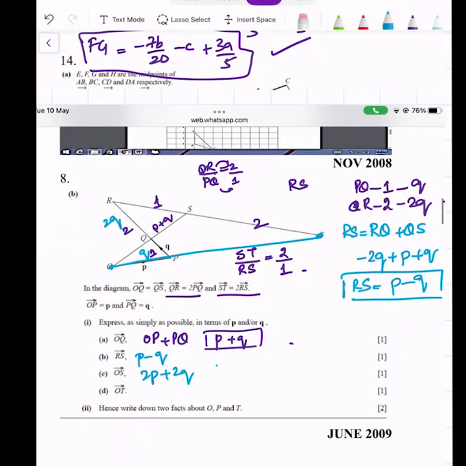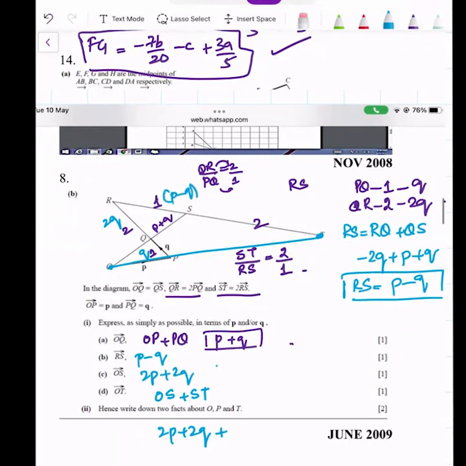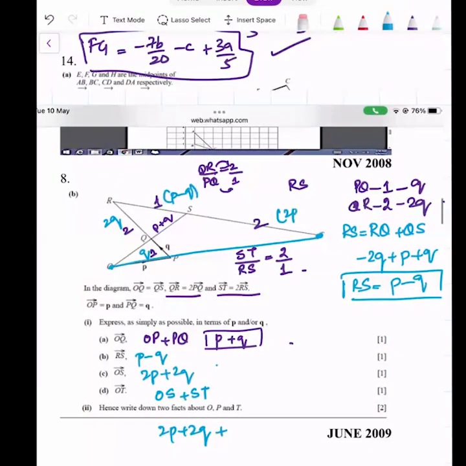Okay. For OT, we can do OR or we can do OS plus ST. Now, what is OS? 2P plus 2Q. What is ST? RS is 1 portion, which is P minus Q. 2 portions is going to be 2P minus 2Q.